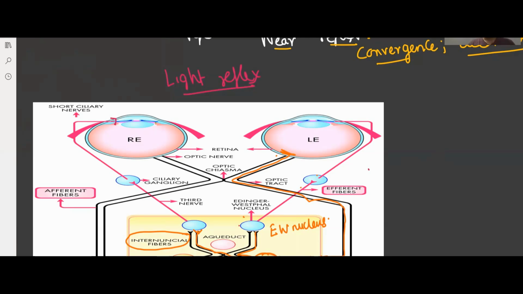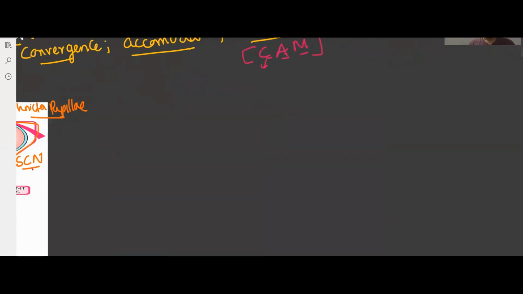From the Edinger-Westphal nucleus, the fibers are carried by the third cranial nerve. Since it is a parasympathetic nucleus, they are carried by the parasympathetic fibers of the third cranial nerve. Then they go to the ciliary ganglion, and from the ciliary ganglion the fibers reach the sphincter pupillae, which is responsible for the constriction of the pupil. These fibers are the short ciliary nerves. So this is the pathway of the pupillary reflex or light reflex.